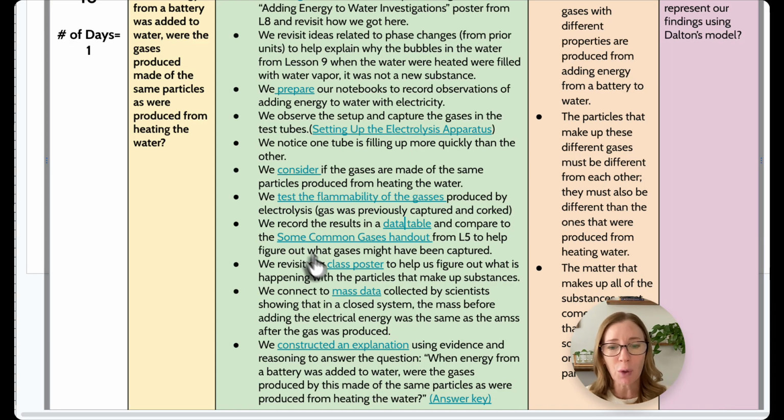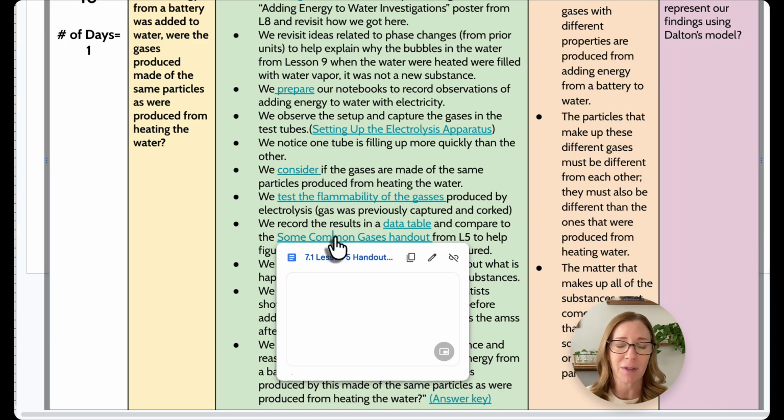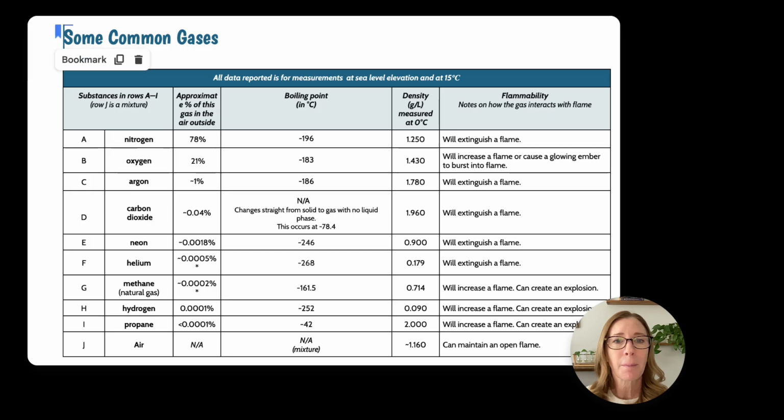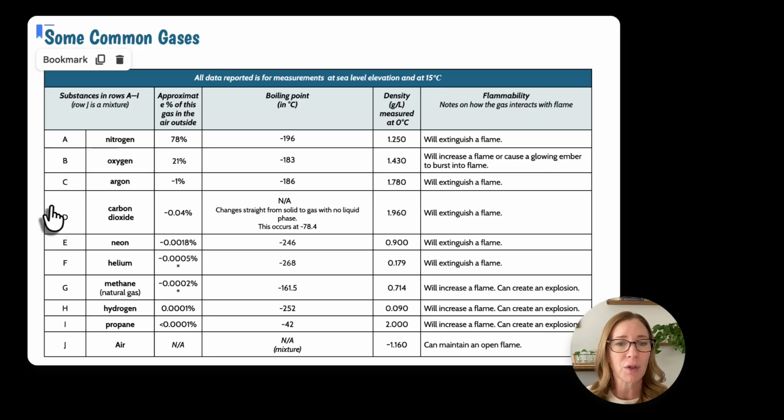And so we use those common gases handout. This comes from lesson 5. We've already looked at this before. So oxygen, you can see, will increase a flame or will cause a glowing ember to burst into a flame. So you can try either one of those, putting a flame in, or blow it out and stick in the glowing ember, and it will ignite again, and that proves that it's oxygen.